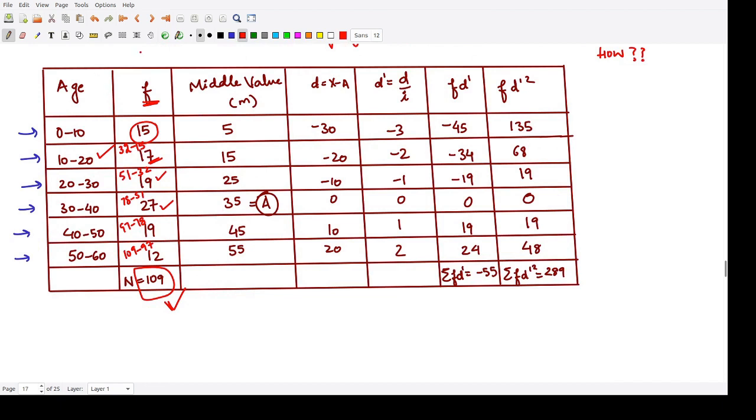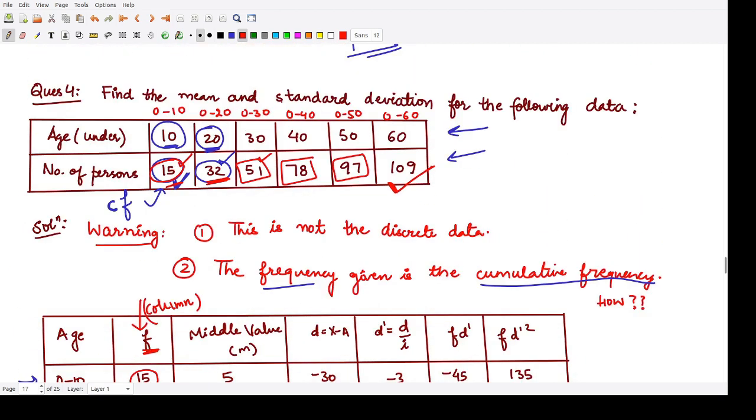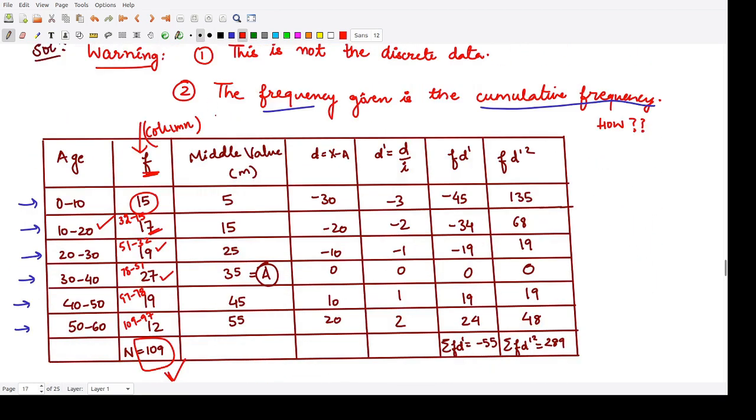So this column you have to make by yourself and just take care that you do not commit mistake with this question. Next is, we wanted to calculate this mean and standard deviation. For that, we'll calculate the middle values of this class interval. So middle value is the lower limit plus upper limit divided by 2. 0 plus 10 divided by 2 is 5. 10 plus 20 by 2 is 15, and so on.